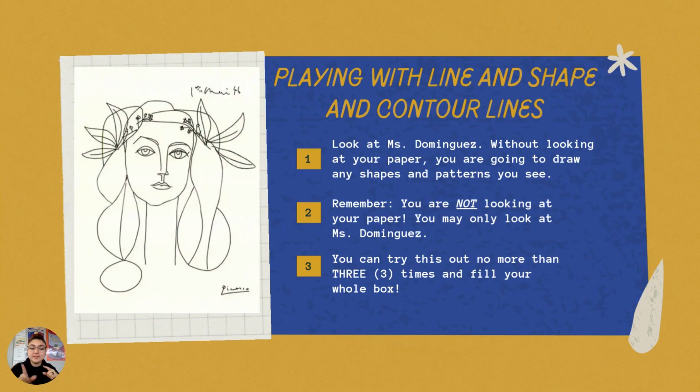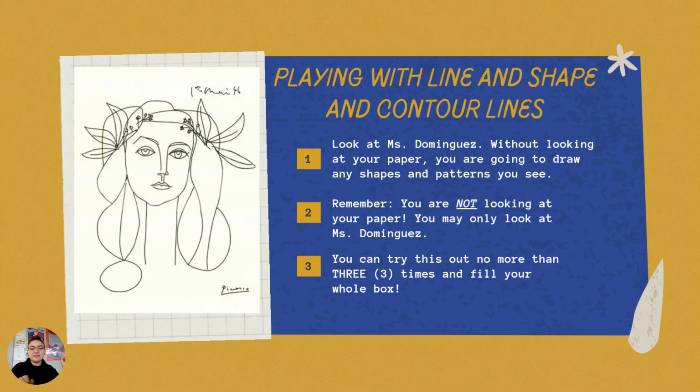Now, for this one, you are going to be doing a blind contour. It should be that top one right there. And obviously, I am not there right now. So what I'm going to have you do is pick a different classmate, completely different. It cannot be the same classmate as your last one. And then, without looking at your paper, draw any lines, shapes and patterns you see. You're only looking at your classmate.